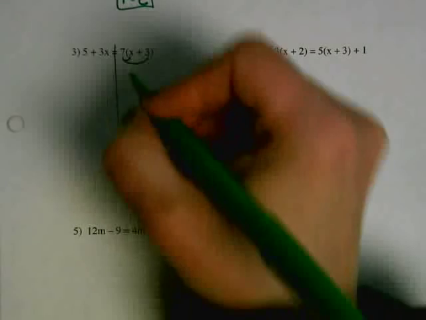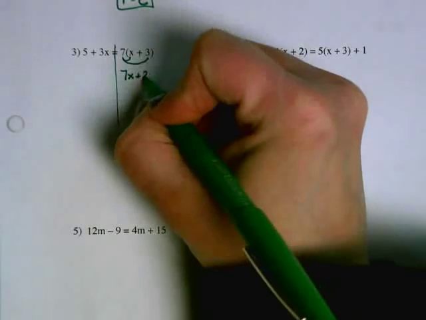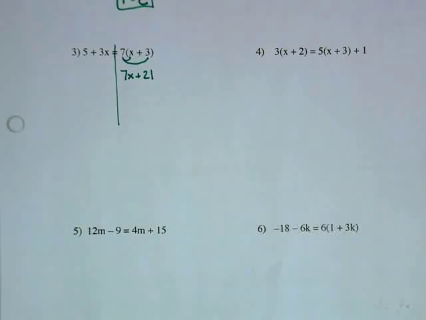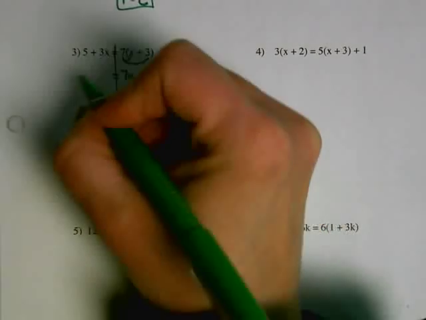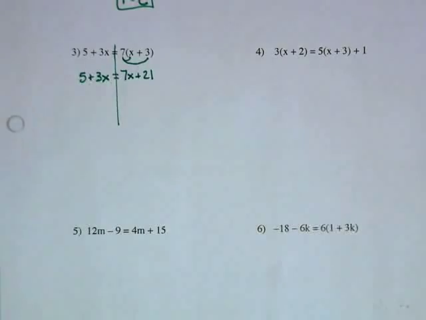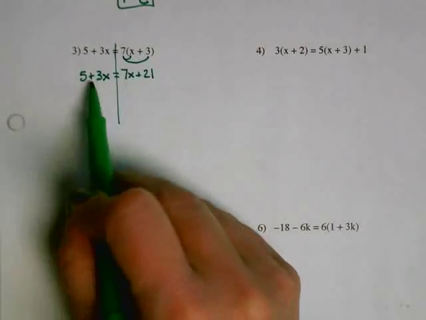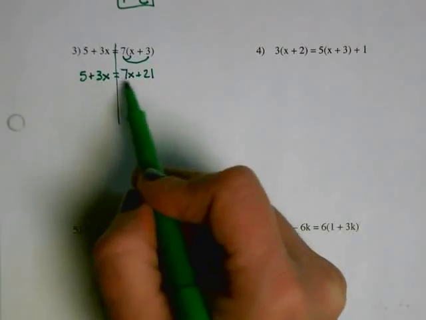So 7x plus 7 times 3 is 21. So all I did was simplify that side. I am going to bring down everything that was on this side, so I'm looking at the whole equation together now. All right, no combining like terms here, no combining like terms here. Can I add 3x plus 7x?